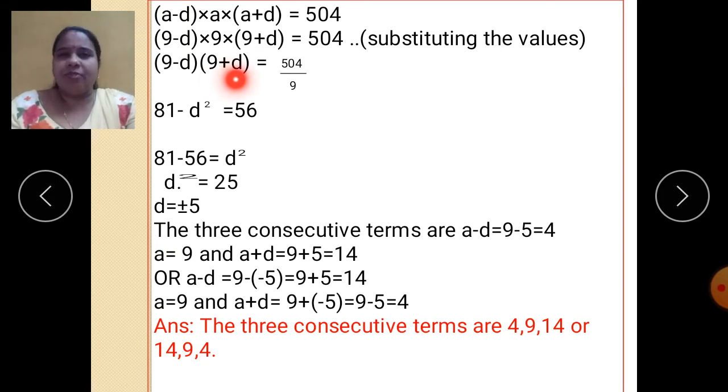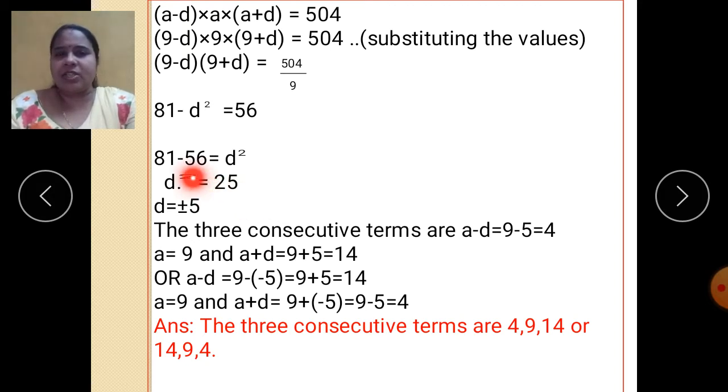Correct? So what is that formula? (a minus b)(a plus b) is a square minus b square. So what will happen? 9 square is 81 minus d square. And when I divide this, I get 56. After this, shift this 56 to this side and d square to this side. It will be 81 minus 56 is equal to d square. So d square is nothing but 25.